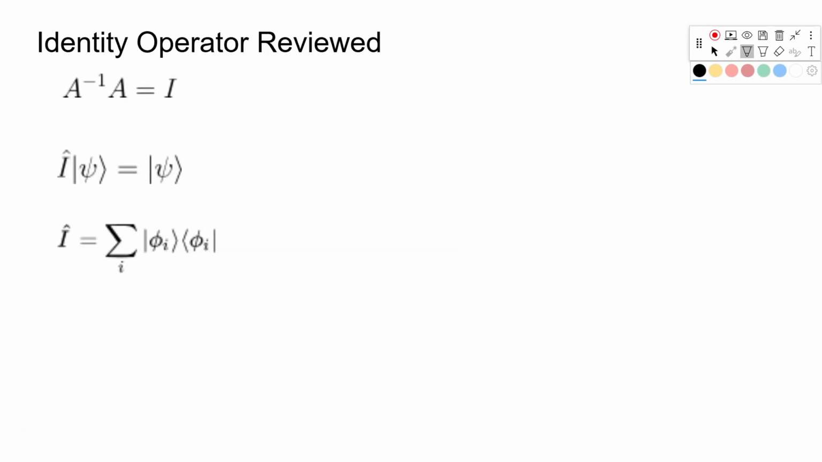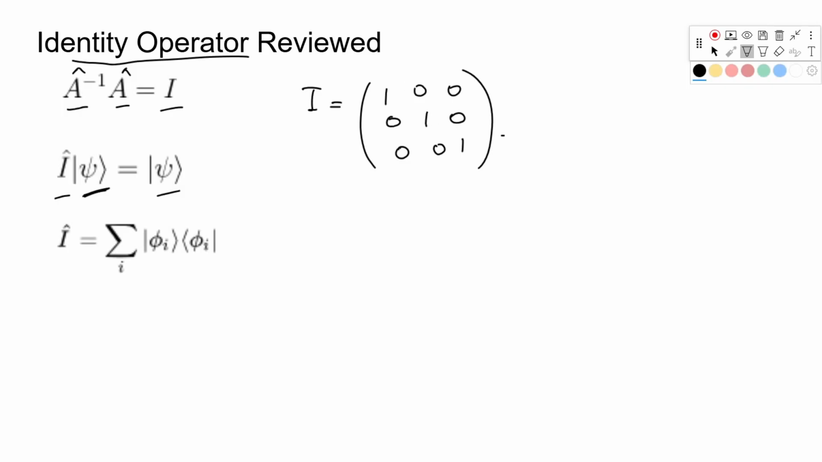In an earlier lecture, we have learnt about the identity operator. We learnt that if we take the inverse of any operator multiplied by that operator, we get the identity operator. Similarly, when the identity operator multiplies any ket or bra, we get the same ket or bra. The identity operator can be represented by a square matrix. In fact, any operator can be represented as a square matrix, but for the identity operator, only the diagonal elements are non-zero and they're all equal to 1.